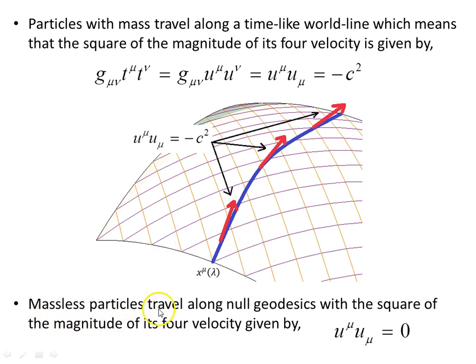Now, massless particles travel along null geodesics, with the square of the magnitude of their forward velocity given by that expression equal to 0. That's for massless particles. They travel along the null geodesics. Again, they parallel transport the tangent vector.